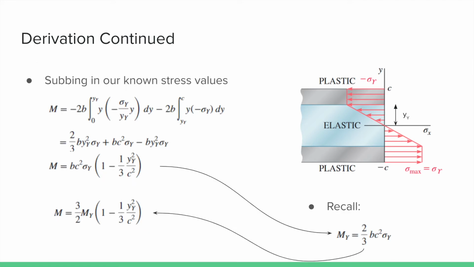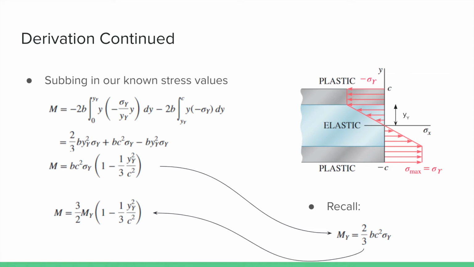Okay, and now we can go back to that nonlinear stress integral we had on the previous slide. We can actually plug in some of our values. So the initial integral was from 0 to c of y times the normal stress. And we can actually break this up into the two regions. So we can break it up from 0 to yy, which is the elastic region, and then from yy to c, which is the plastic region.